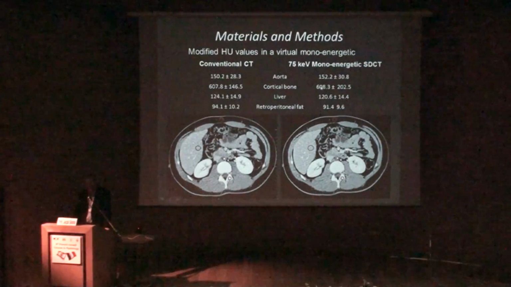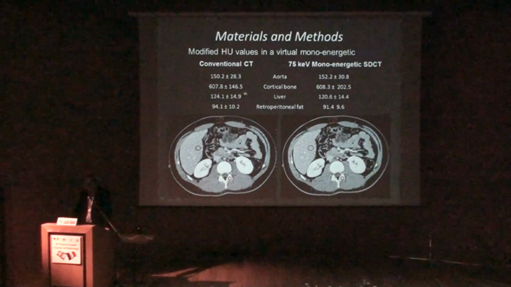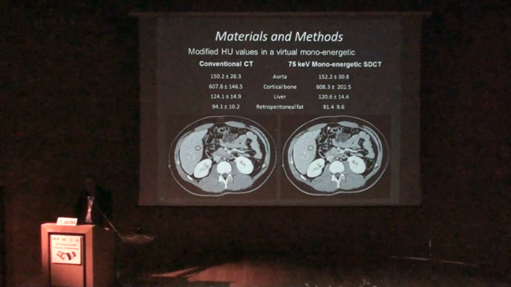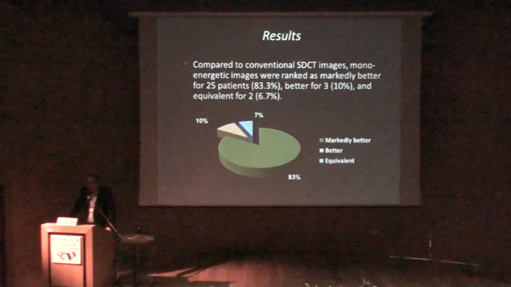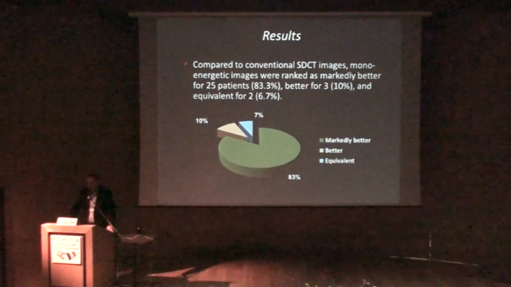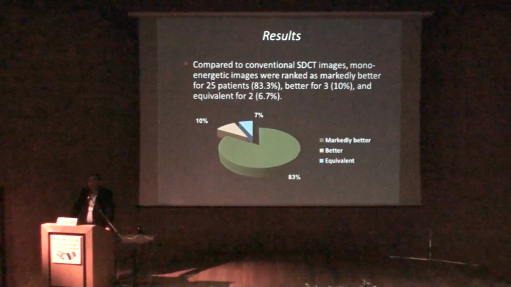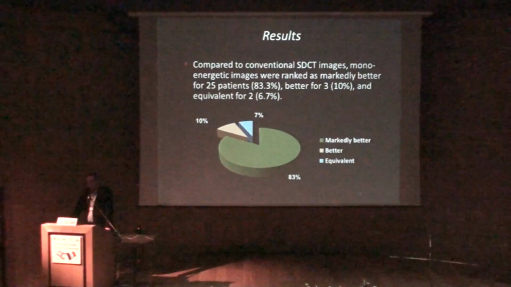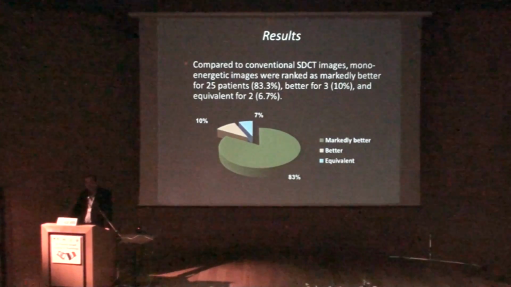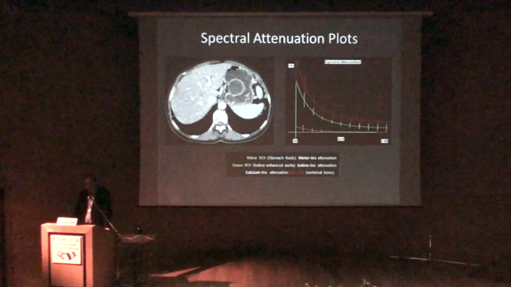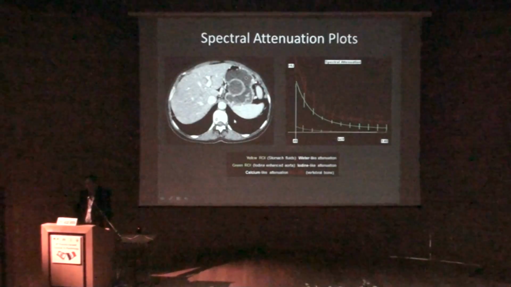We compared conventional CTs to 75 KEV mono images, and we can see very similar numbers of the aorta and the liver. And we quantified a set of patients, and we saw that the mono images are better, or markedly better in 83%, better in 10%, and equivalent in 2. And maybe, that's a speculation, maybe we can switch now to reading of the monoenergetic images and get better images with less noise. We can also look at the spectral attenuation curve, and I'm showing this example.